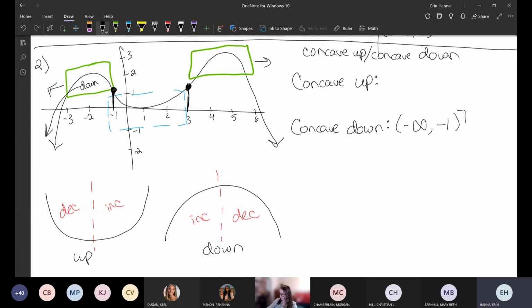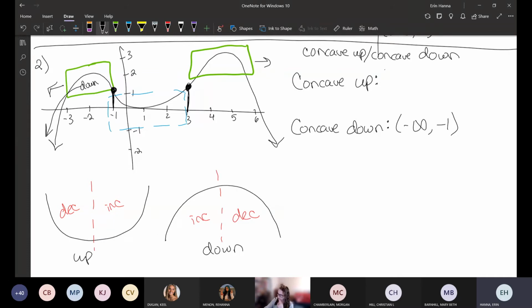Now remember, you could also make that a bracket around the -1, not around the negative infinity, because it doesn't really matter. I'm going to just stick with parentheses. And remember, with these, you only care about the x values when you're listing your intervals.